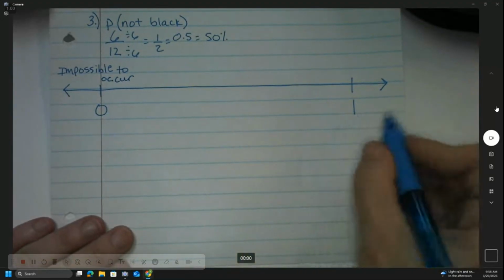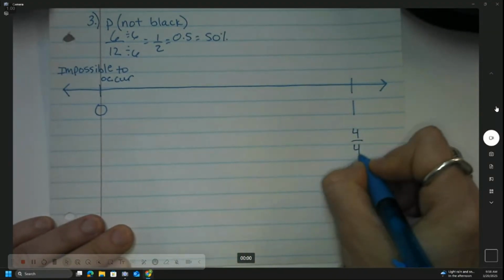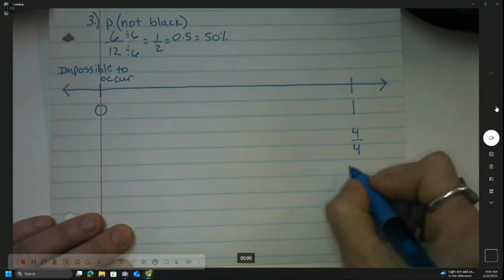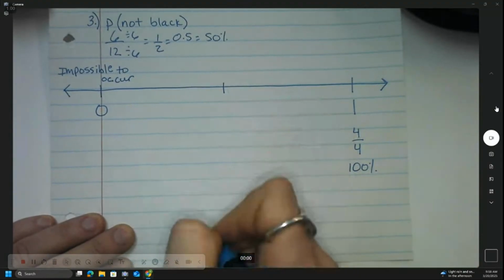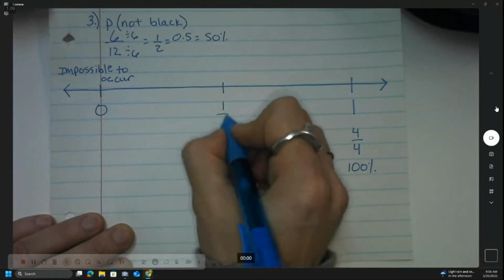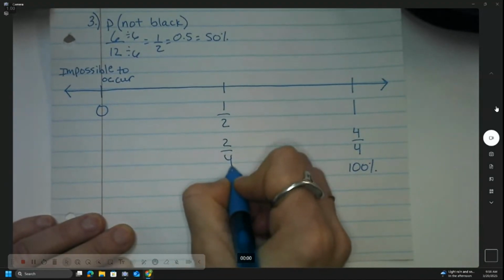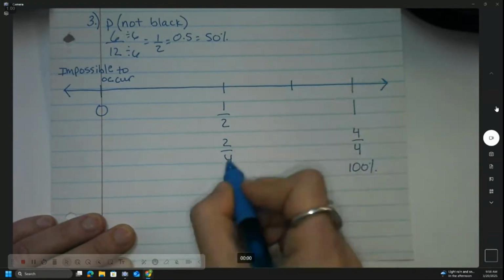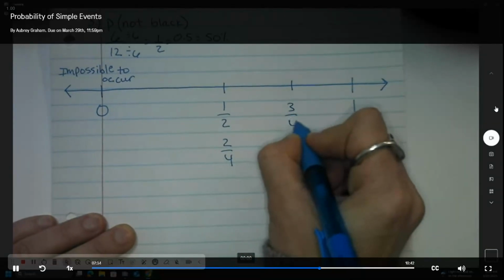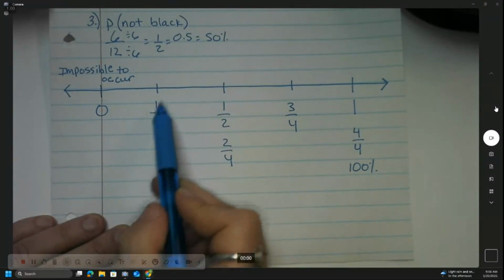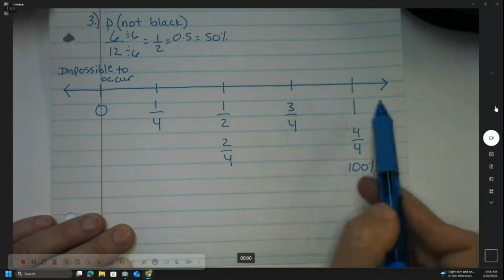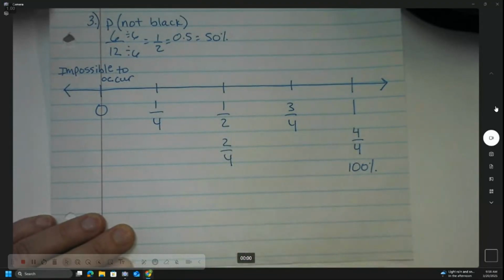If here's 1, isn't 4 over 4 equal to 1 whole? Which is 100% chance. Half, right about there. 1/2, which is equal to 2/4. So that means 3/4. 2/4, here's 3/4, and 1/4. So let's fill it in. So you have 1/4, 2/4, 3/4, 4/4, and this is what they are reduced.